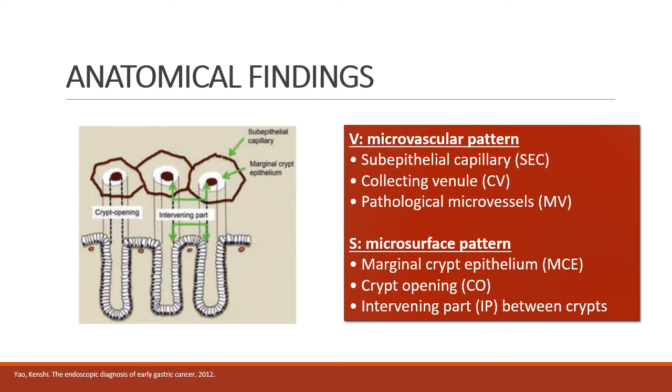This figure depicts a correlation between the microanatomy in the lower column and endoscopic images in the upper column. The microvascular pattern consists of subepithelial capillary, collecting venule, pathological microvessels, while the microsurface pattern consists of marginal crypt epithelium, crypt opening, and intervening part between the crypts.